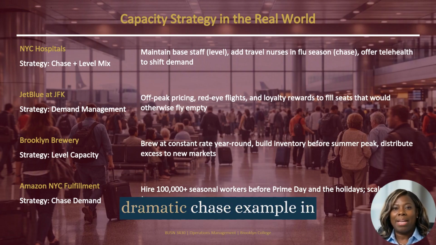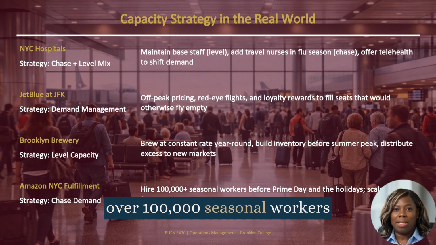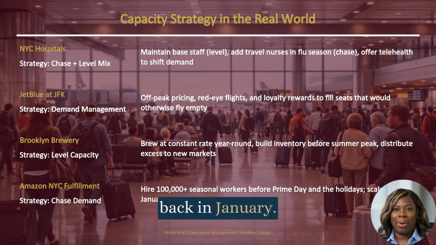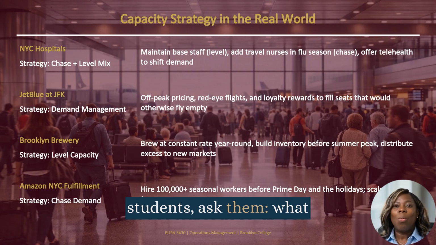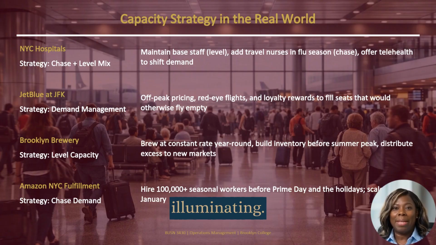Amazon is the most dramatic chase example in the world. They hire over 100,000 seasonal workers before Prime Day and the holidays, then scale back in January. For your working adult students, ask them, what strategy does your employer use? The answers are always illuminating.